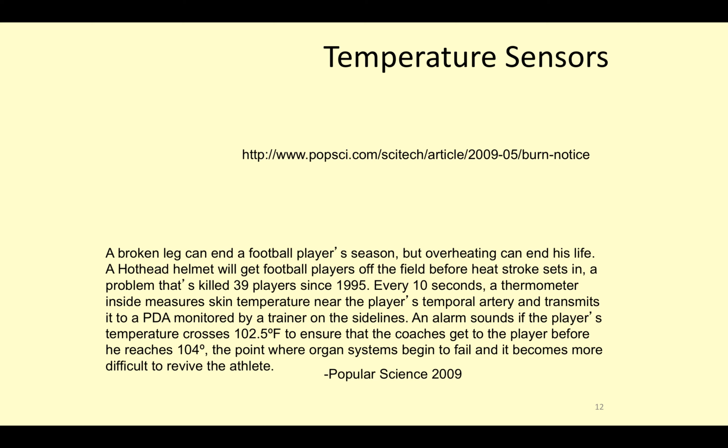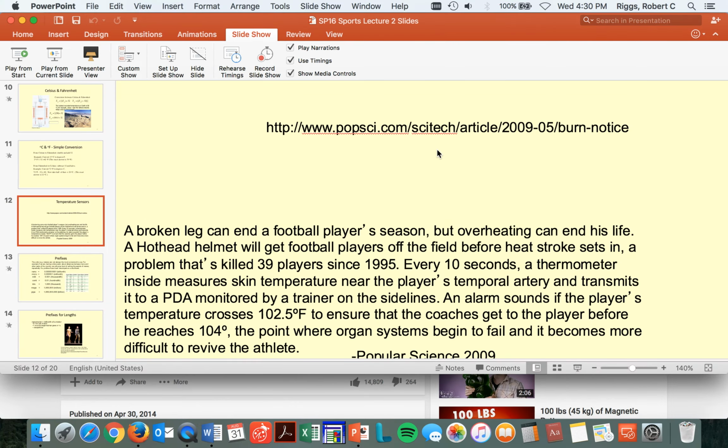All right, temperature sensors. A broken leg can be really bad, but what's even worse is the heat. Heat in football players. I've called up 2 popular science videos because I want to talk about some stuff here real quick. So let's go ahead and escape out of this.